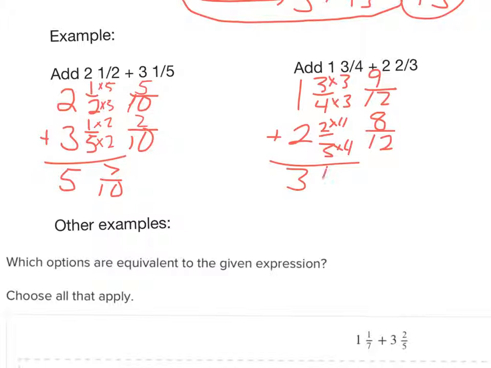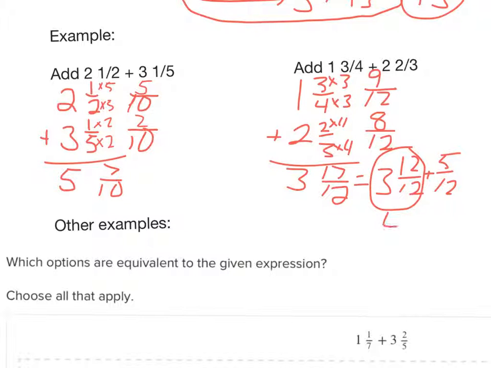9 plus 8 is 17, but look, I've got an improper fraction in my mixed number, so I need to convert this. It's going to be 3 whole, and 17/12 is 12/12 plus 5/12. So that's these two together make 4. So it's 4 and 5/12. There we go.